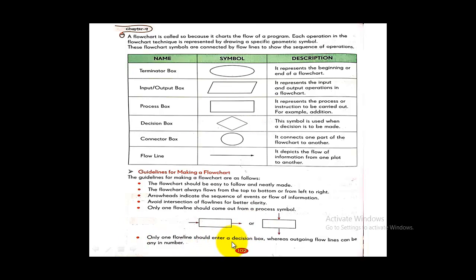Only one flow line should enter a decision box. A decision box is where a decision is made. Only one flow line should enter the decision box, and then the decision is yes or no. Only one flow line should enter the process symbol.